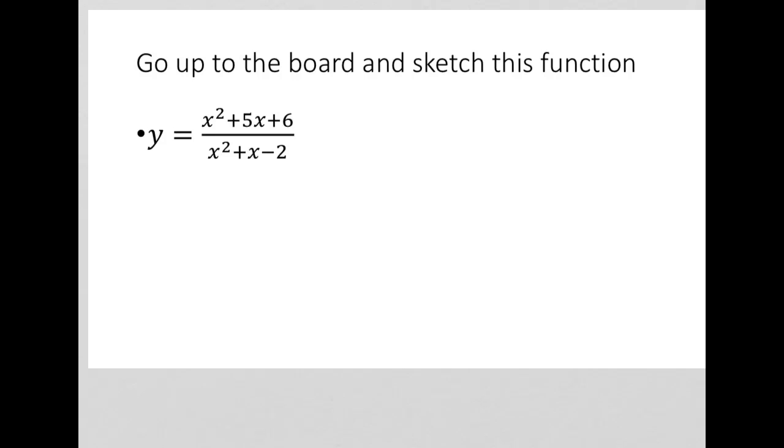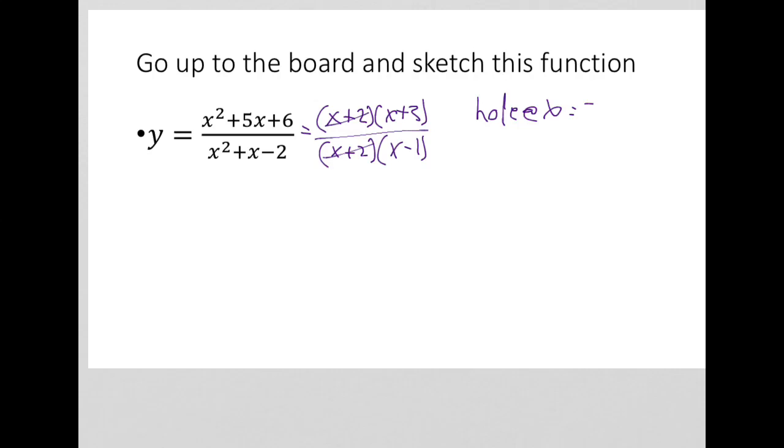Alright, so we are talking about holes and slant asymptotes, 6.4, or what am I saying, 2.6 in the book. In order to graph this, we need to factor the numerator as x plus 2 times x plus 3, and we're going to factor the denominator as x plus 2 times x minus 1. Notice we have an x plus 2 in the numerator and the denominator, so we are getting a hole at x equals negative 2.